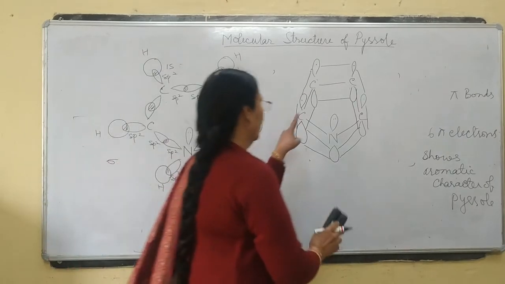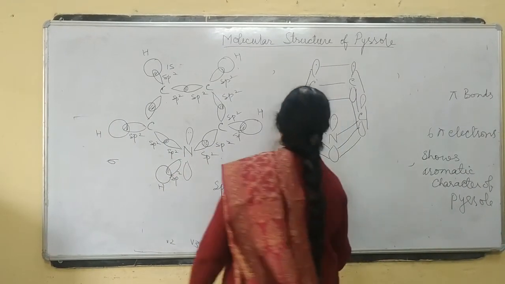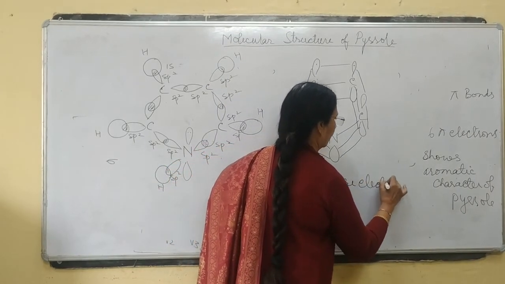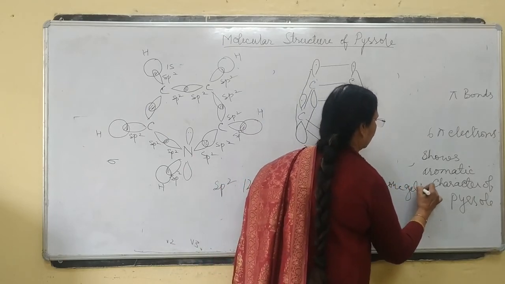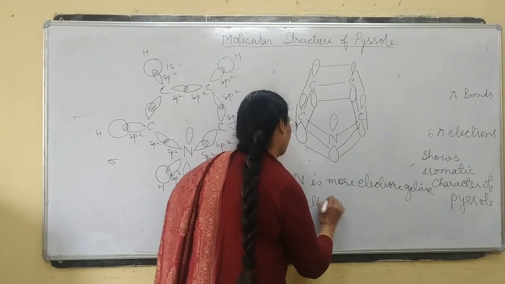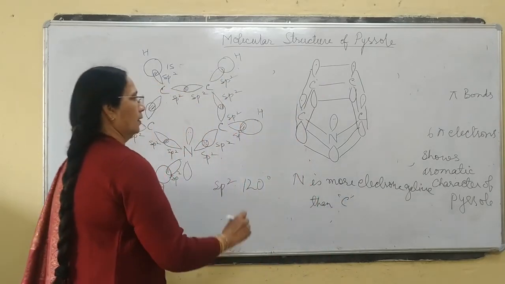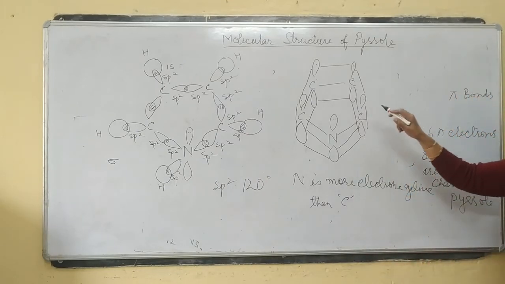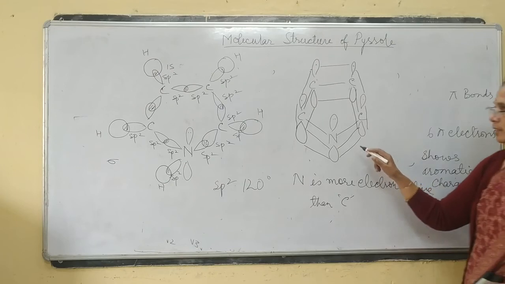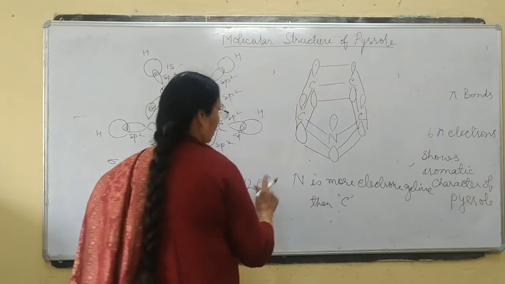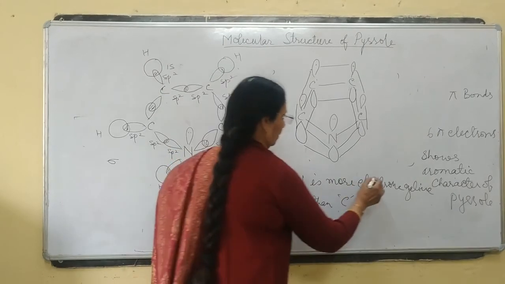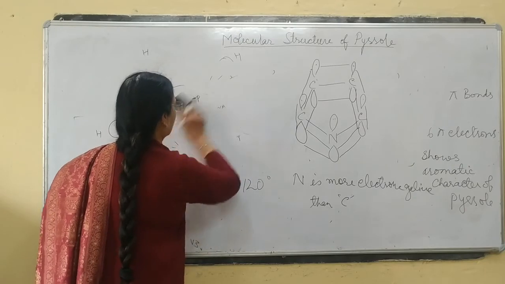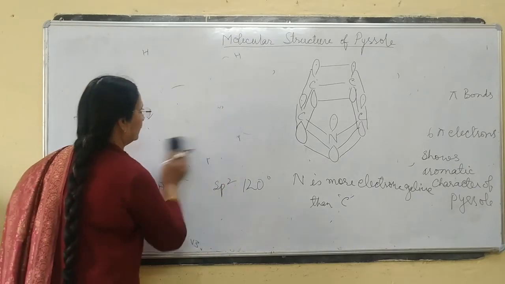Now, as nitrogen is more electronegative than carbon, the circular form of these overlapped pi orbitals is distorted, or it comes in this shape.